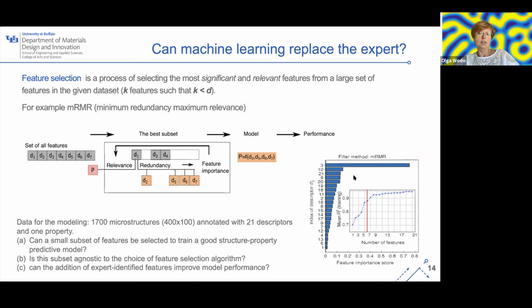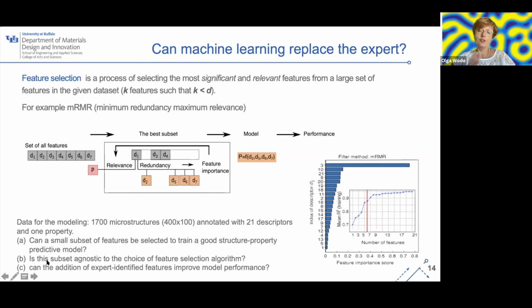And when we build a linear model as a function of the number of features, we look into the performance, the R-square value, and it turned out that maybe 5 features are important, right? So it has a relatively high performance. So we asked this question, can a small subset of features be selected? And the answer here is yes. And remember, the experts said that there are 3 features. The machine said there are 5 features. And the performance is really, really comparable.